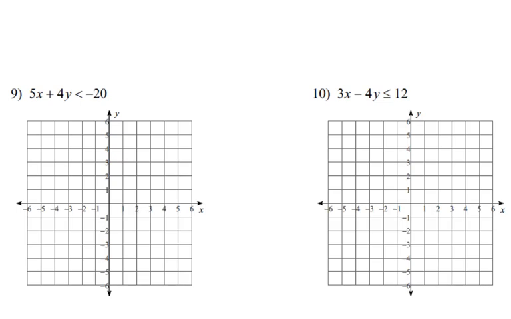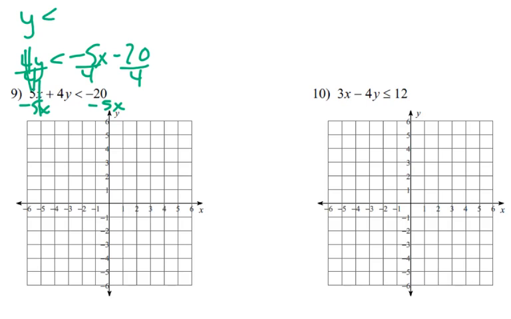Pause it, try it, see where you get. So we'd subtract 5x from both sides, right? Giving us 4y is less than negative 5x minus 20. Divide by 4 on everything. We get y is less than negative 5 over 4 x.